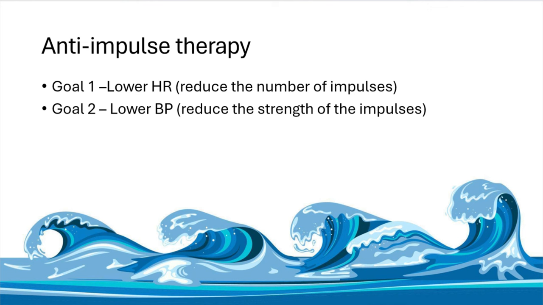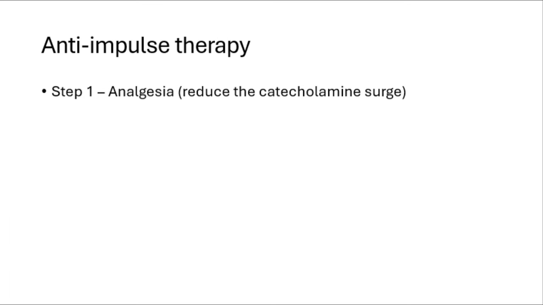The approach to anti-impulse therapy is really three-pronged. The first one is the one that is often overlooked, which is providing adequate analgesia. And actually, this should happen before you make the diagnosis of dissection. You see that patient in front of you with intense pain. Perhaps they also have that tearing pain going to the back, although we know that's not the common presentation. But often these patients do have severe pain.